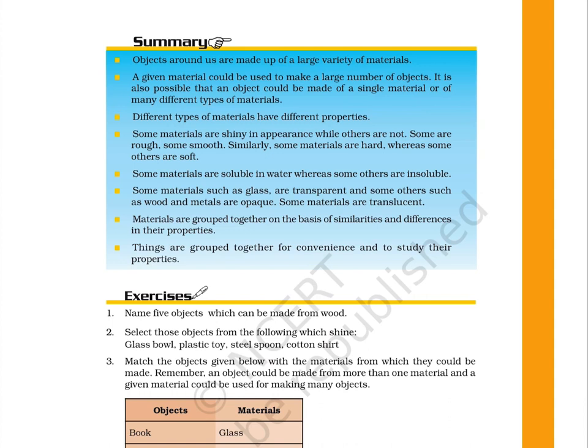Similarly, some materials are hard, whereas some others are soft. Some materials are soluble in water, whereas some others are insoluble. Some materials such as glass are transparent and some others such as wood and metals are opaque. Some materials are translucent. Materials are grouped together on the basis of similarities and differences in their properties. Things are grouped together for convenience and to study their properties.